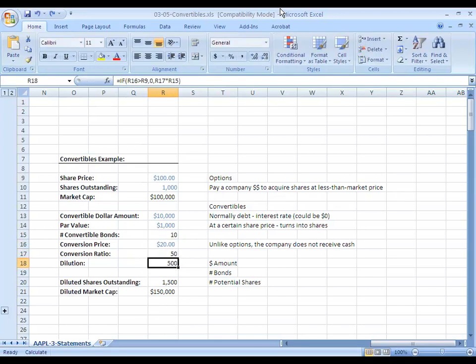So that's an overview of how you go through and calculate dilution from convertible bonds. Again, I know some of the terminology and lingo may be unfamiliar to you, so if you look in the handout going along with this course, it gives you some of the terms, defines them, gives you the formulas, and gives you a couple examples of how to use them. So you should go over that and review this.